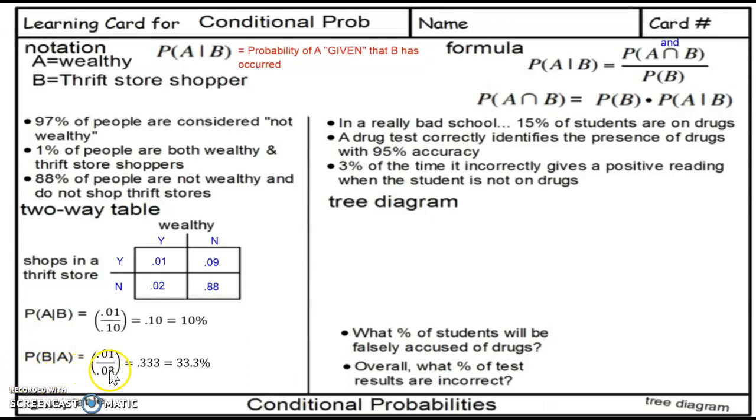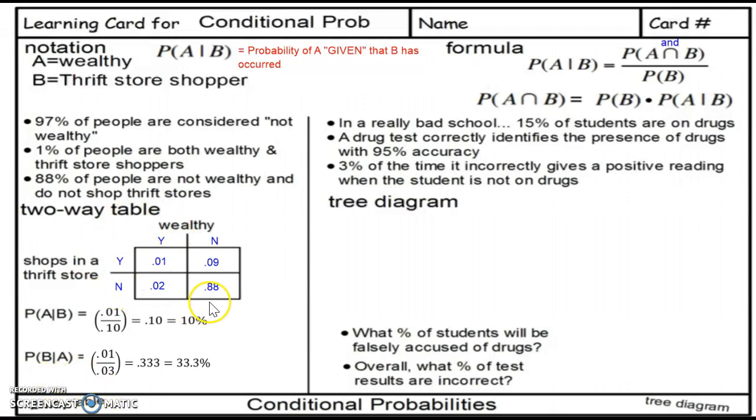But I really think that if you go back in the video and talk through this one again, this would be the probability of wealthy, or I should say thrift store and being wealthy, divided by the probability of being wealthy. And there's your probability. But what if we don't have a two-way table?